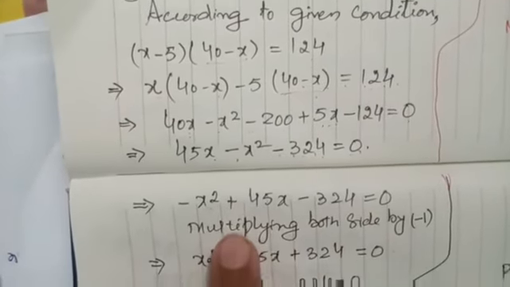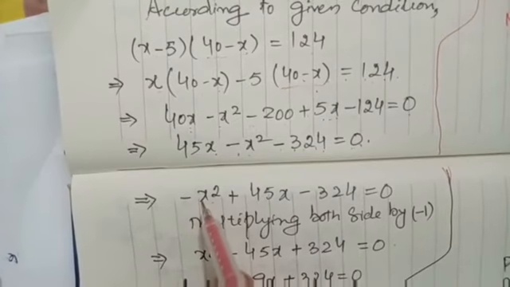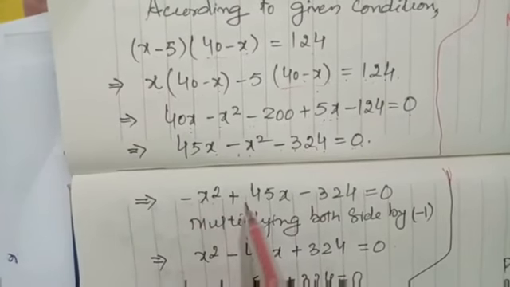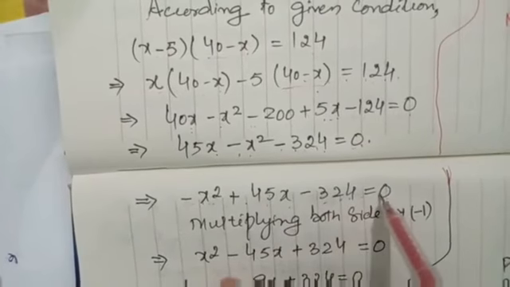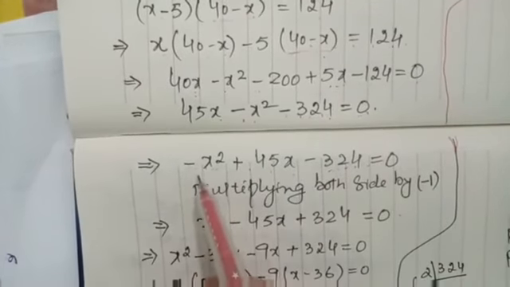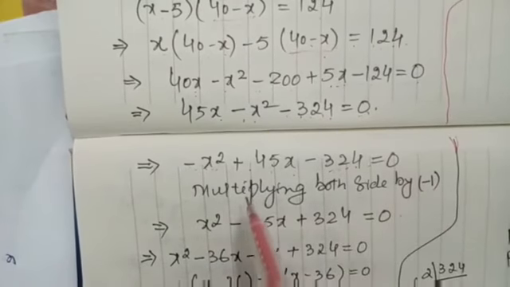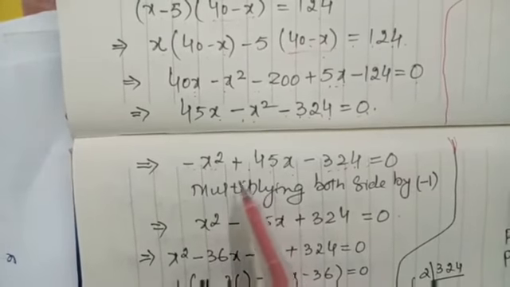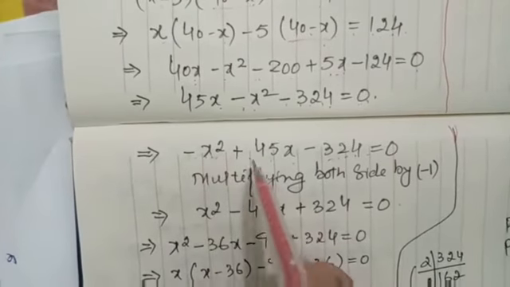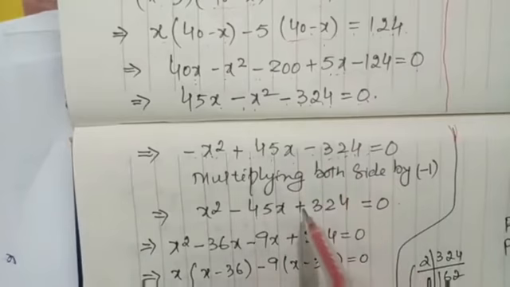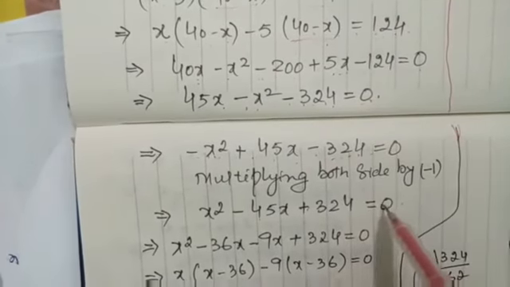See here, we will try to write the highest degree term first. So we will write minus X square plus 45X minus 324 is equal to 0. And we will try to make it positive. How? Multiplying both sides by minus 1. We will multiply the above equation with minus 1 on both sides. It will become positive, this will become negative, and this will become positive, and here 0 will remain as it is. Minus 0 plus 0 is the same, only the 0.